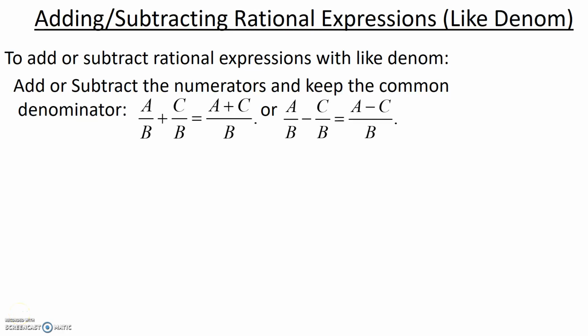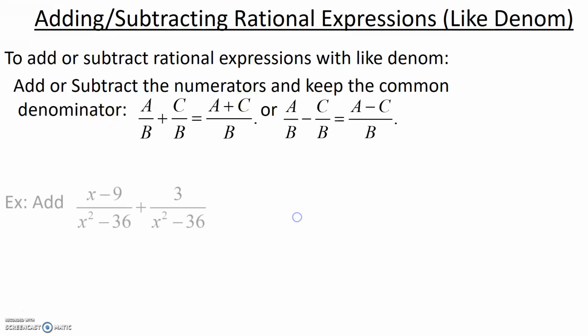In this section, we will learn to add or subtract rational expressions with like denominators. So recall that when we add or subtract fractions that have a like denominator, we simply add the numerators or subtract the numerators and keep the denominator. So to add or subtract rational expressions with like denominators, add or subtract the numerators and keep the common denominator.